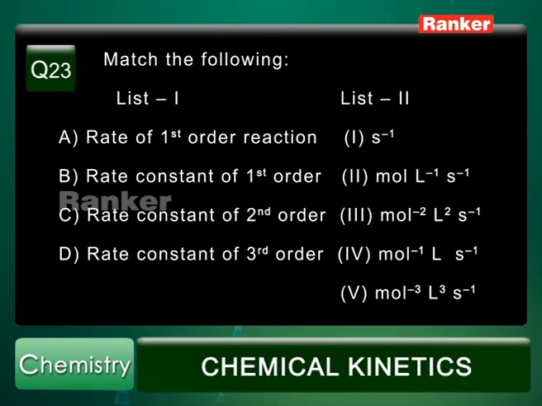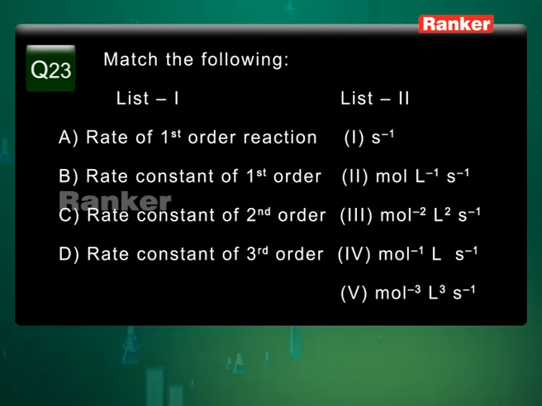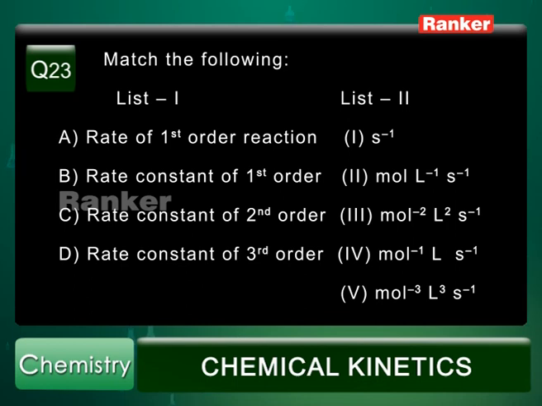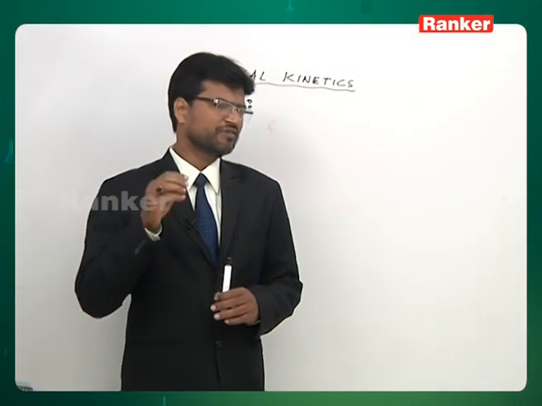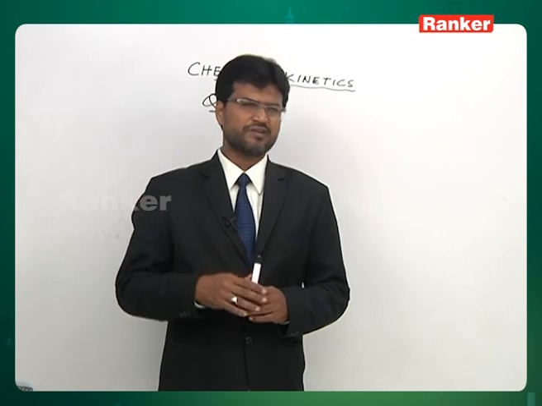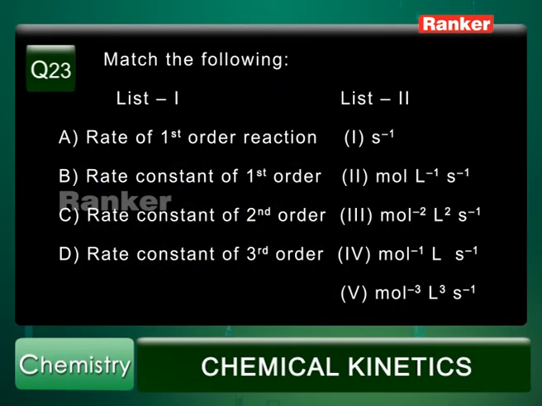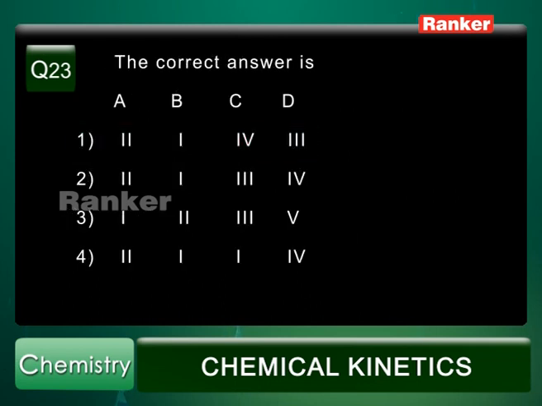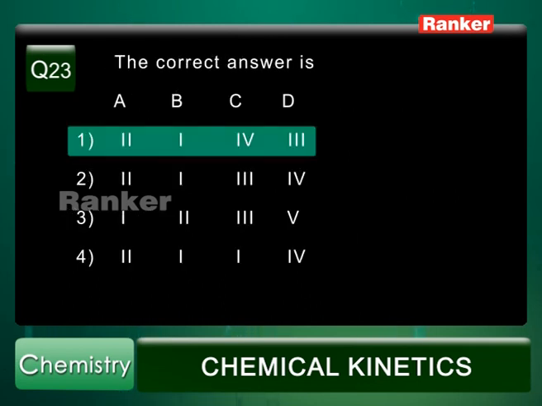the first option in list 1, and the rate constant of a second order reaction is matched with the fourth option, mole inverse liters second inverse, and the third order reaction can be matched with mole power minus 2 liter square second inverse. We have already seen the generalized expression for the units of rate constant, mole power n minus 1 liter power 1 minus n and second inverse. So, on the basis of this you can get the units of rate constants of various order reactions. So, the correct answer is the first option.